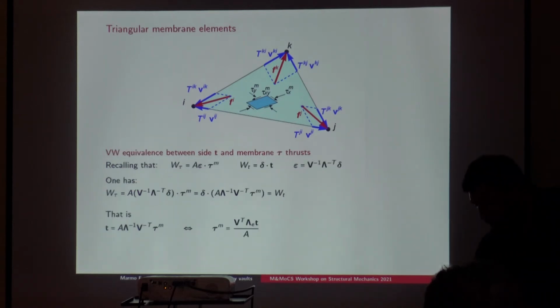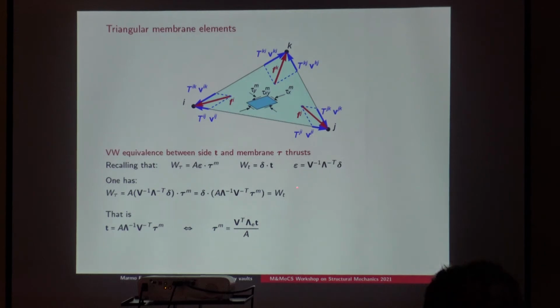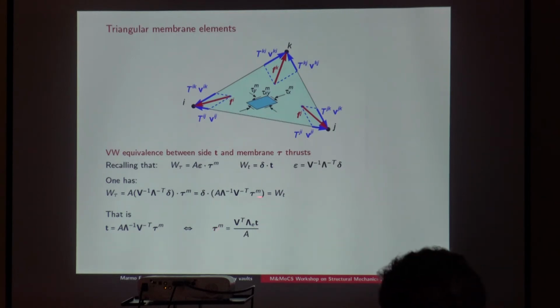tensor V. And then the relationship between thin branches and thrust forces into the membrane is easily computed by writing the equivalence into the two. And so we have the direct relationship between these two quantities. And so we can transform thrust membrane forces inside the triangular membrane element into thrust forces into the network represented by the sides of this triangle.